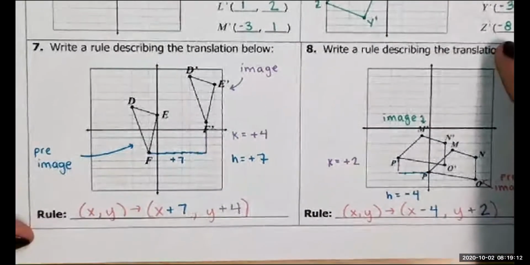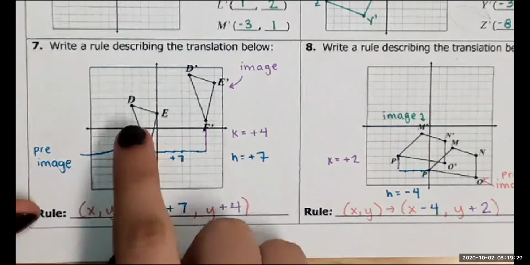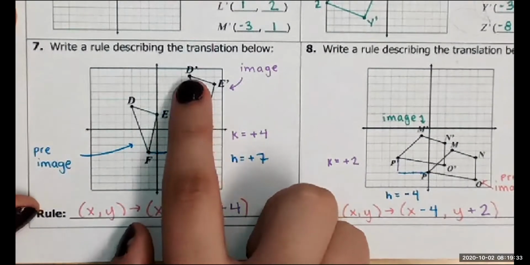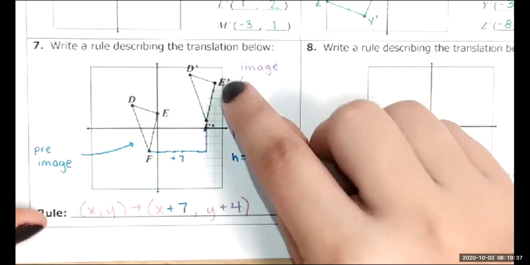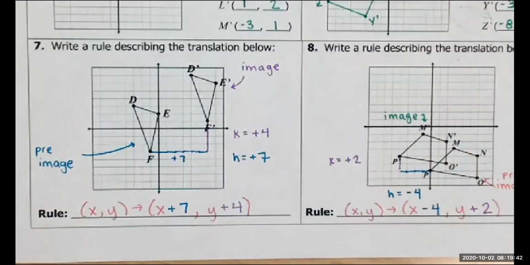But also, sometimes you're going to have problems where they give you a picture and you have to write the rule describing the translation. Here's where it becomes super important to be able to recognize your pre-image and your image. Remember that your pre-image is going to be the one without any extra markings on it. The image is going to have those markings telling you that point D has been changed in this one. Point E has changed and F has changed. That's what those markings mean.